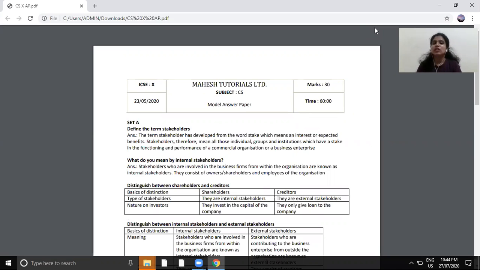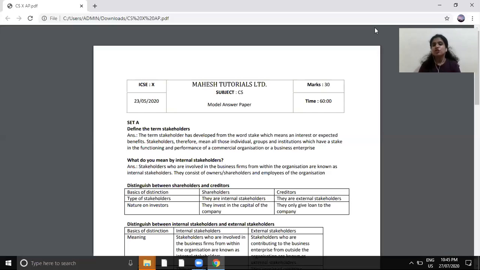Now the portion that was included in this test was only one chapter, that is your very first chapter in the book, that is stakeholders in a commercial organization. It's a very easy chapter. Yes, so let's see how to solve this paper.